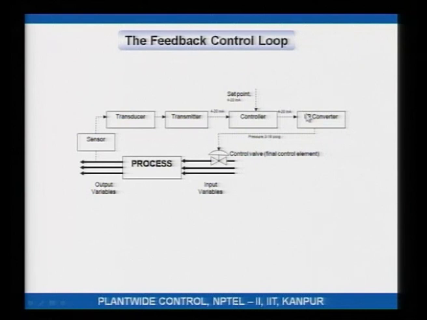And again, the output of I to P converters is standardized. It is between 3 to 15 PSI gauge. So for the instrument air, 4 milliamps for example may correspond to 3 PSI and 20 milliamps may correspond to 15 PSI. Okay. So the I to P converter gives the desired pressure on the air, and because the air pressure then changes, the valve actually moves. It either opens or it closes.